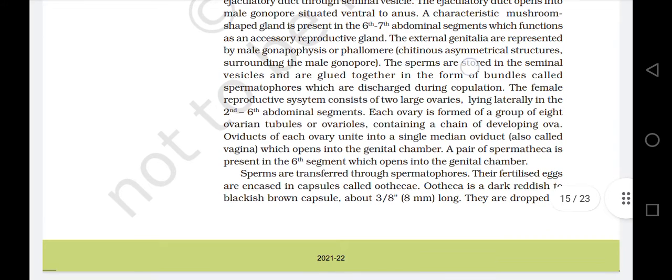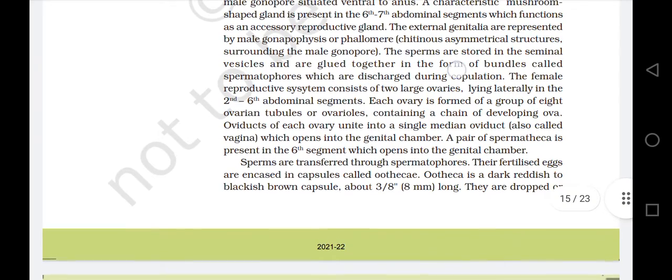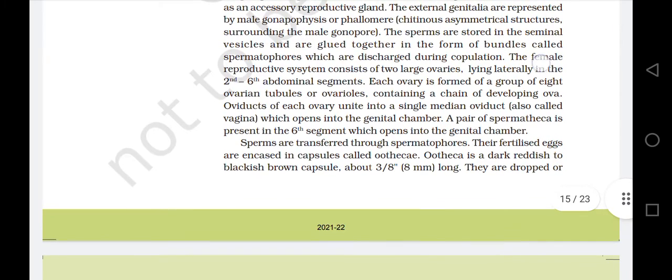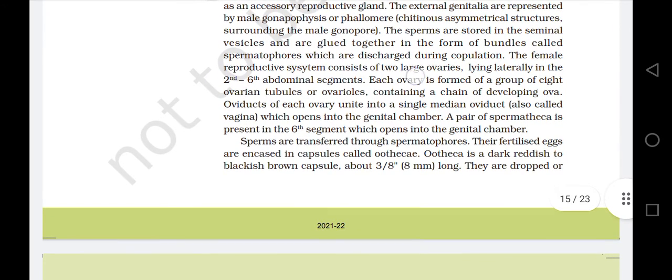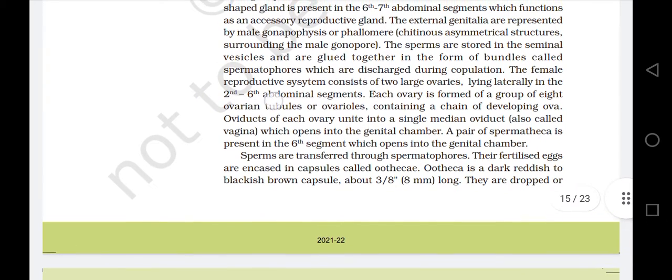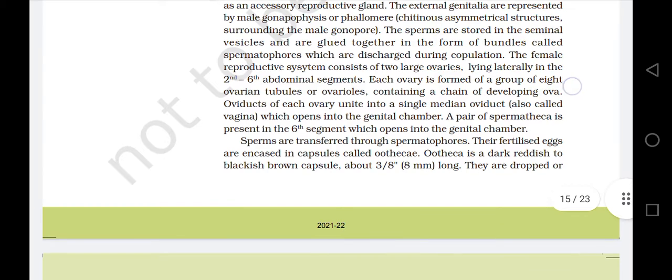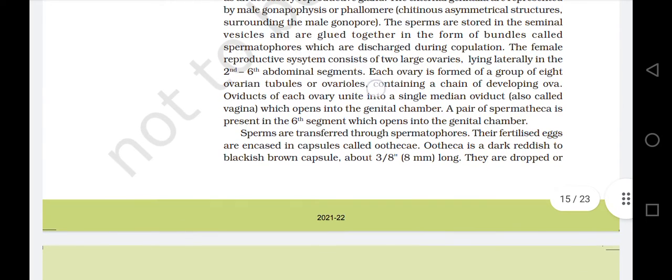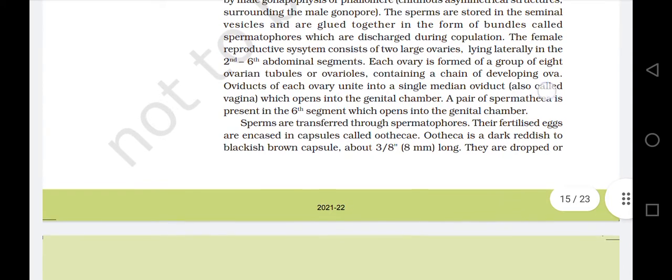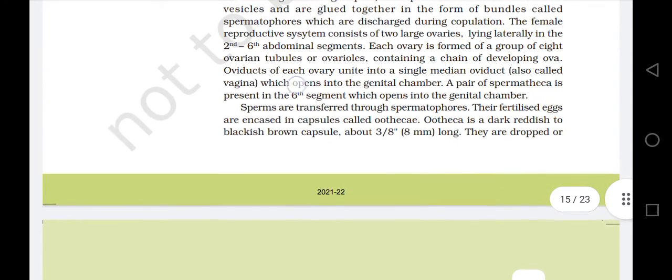The sperms are stored in the seminal vesicles and are glued together in the form of bundles called spermatophores, which are discharged during copulation. The female reproductive system consists of two large ovaries lying laterally in the second to sixth abdominal segments. Each ovary is formed of a group of 8 ovarian tubules or ovarioles containing a chain of developing ova. The oviducts of each ovary unite into a single median oviduct, also called the vagina, which opens into the genital chamber.